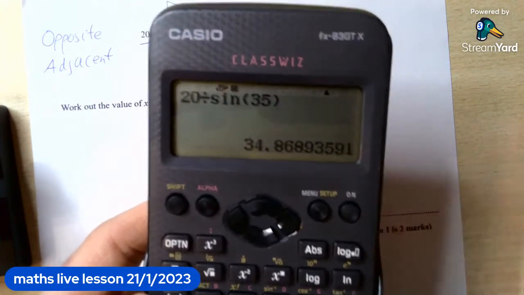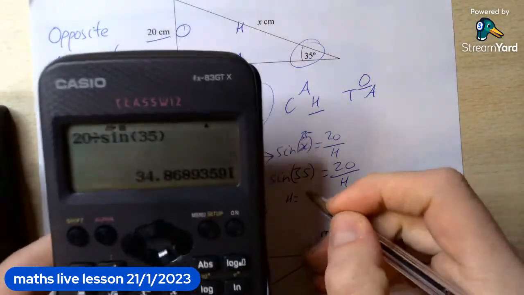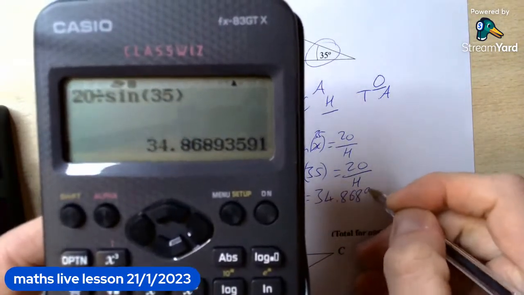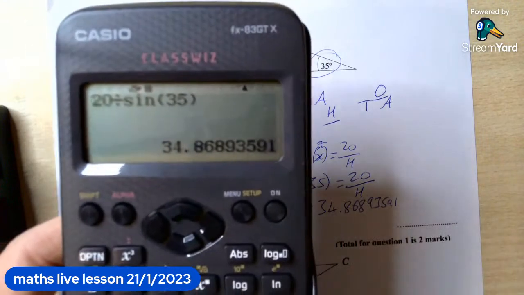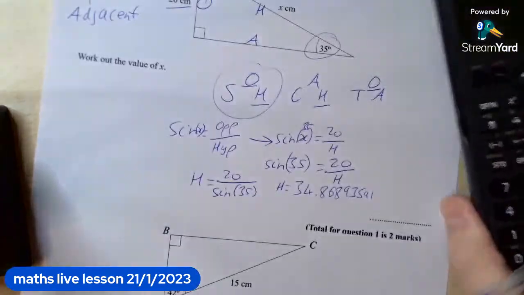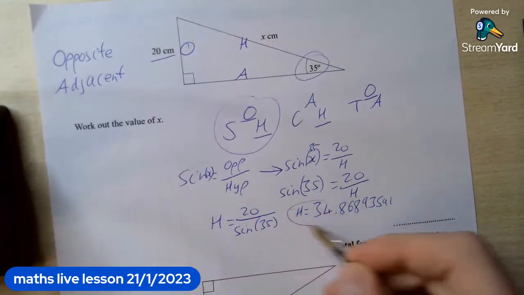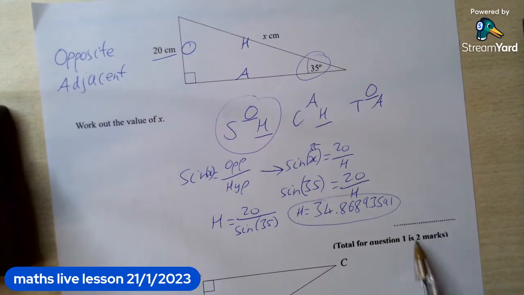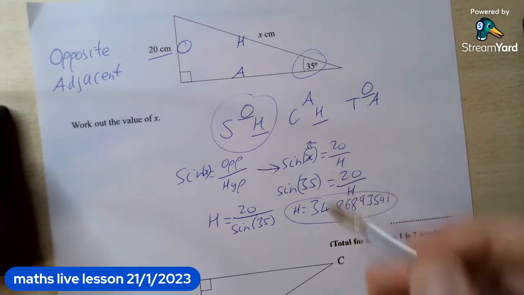And like before, write down the full answer. So that is 34.86893591. On this question, it doesn't tell you to round it to any decimal places, so that is your answer right there. Seems quite a lot of work for 2 marks. But you get your first mark for putting numbers into a form like this, and that'll be your second mark.